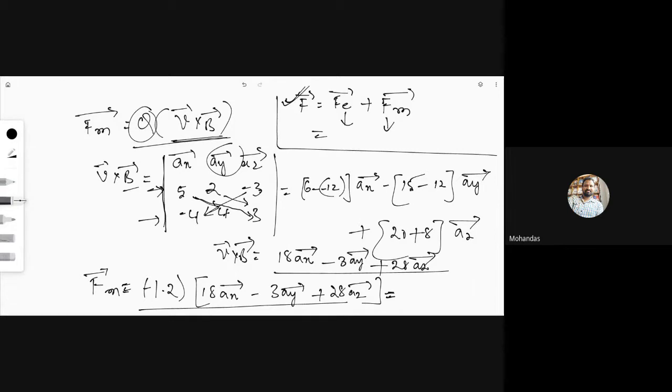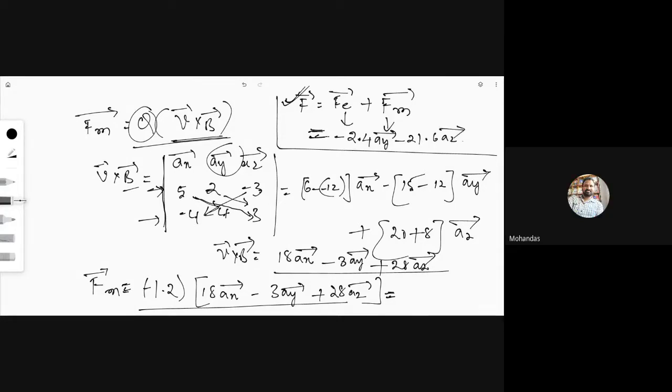What is the answer? Final answer. What is the final answer? Minus 2.4 AY minus 21.6 AZ.